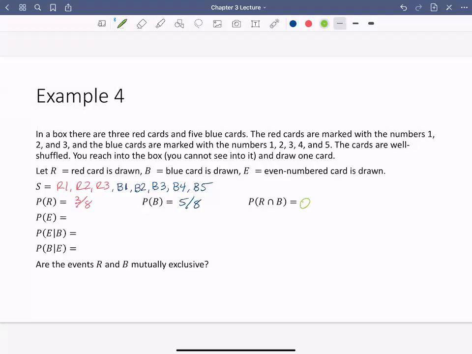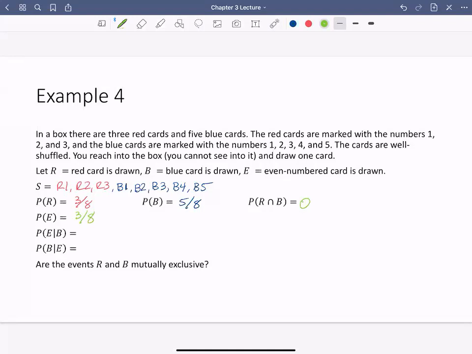Okay, now what's the probability of E? Remember, E is the even numbered card is drawn, an even numbered. So look at our even numbers. There's a 2, there's a 2, there's a 4, so there's 3 of them. So 3 out of 8.